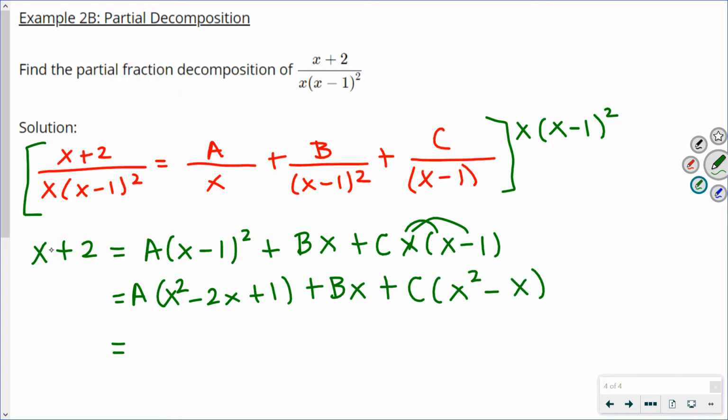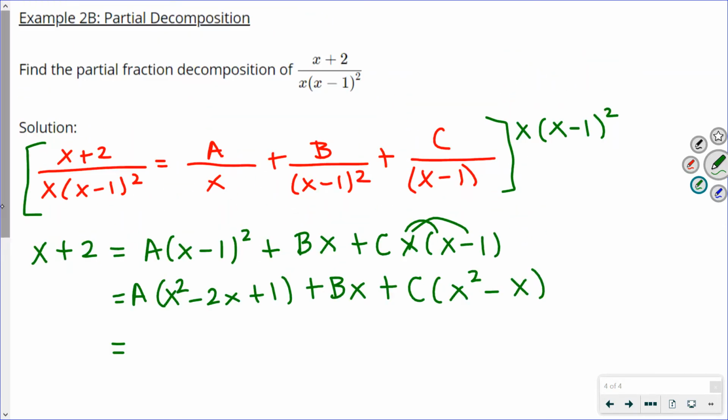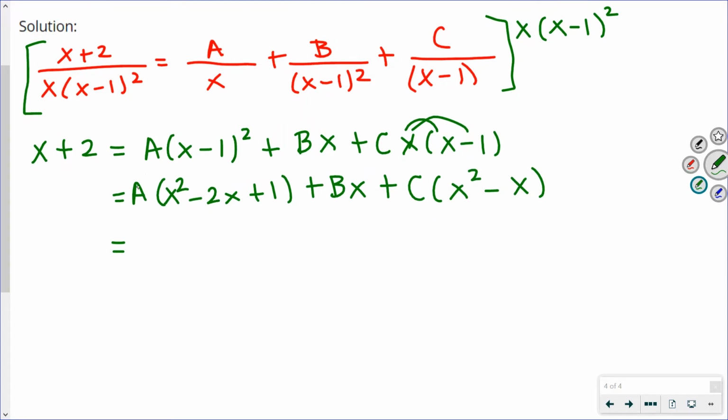Next, we'll distribute our A, B, and C. B doesn't really need to be distributed. It's already been distributed to the one term x. So let's distribute our A. A times x² is Ax². A times negative 2x is negative 2Ax. A times 1 will give us A. And then I have plus Bx. Now we're going to distribute our C. Plus C times x² is Cx². C times negative x is negative Cx.